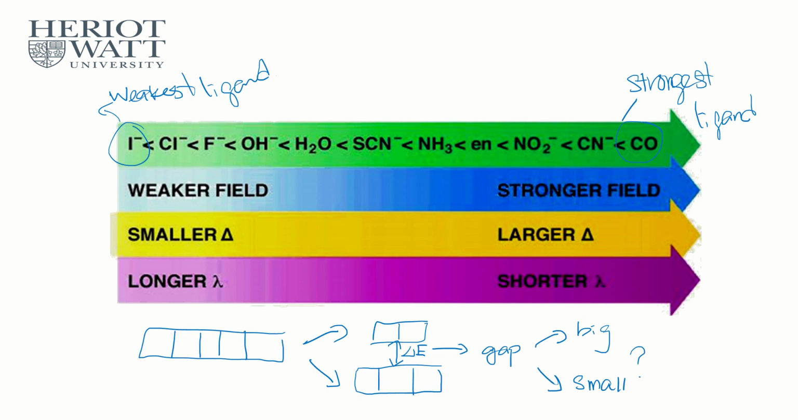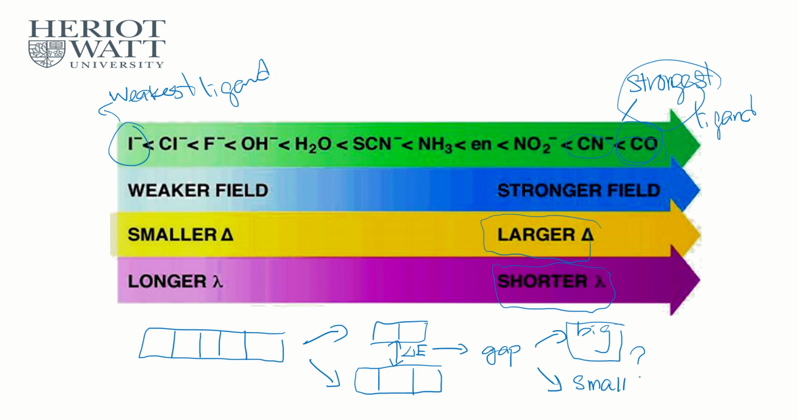Now, imagine that if I have a strong ligand like carbonyl or cyanide, what will happen to the gap? The gap will be big. When the gap is big, larger field, larger gap, it will absorb what color? They will absorb a shorter wavelength color. What are examples of shorter wavelength color? Violet, blue, right? Because these are those with high energy.